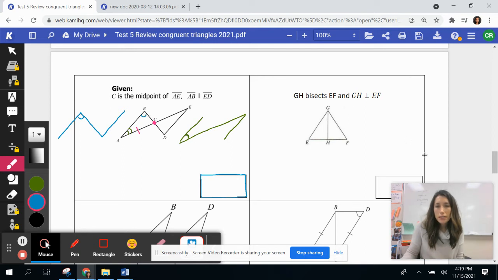Okay, we are bisecting something. We're bisecting EF. Here's EF. Go ahead and state the parts that are equal because of that. EH is congruent to. And then we also have a right angle, perpendicular.